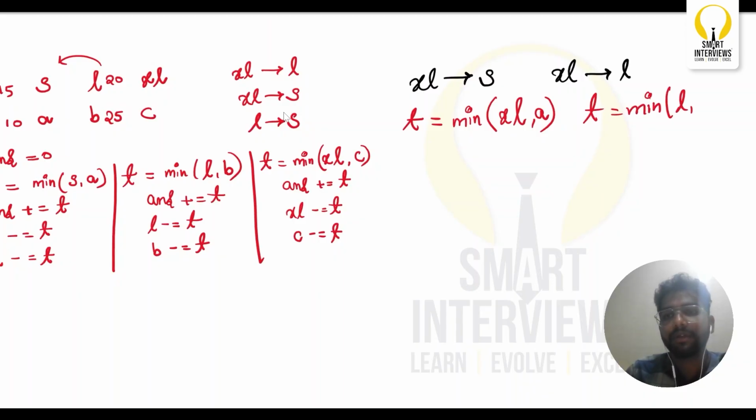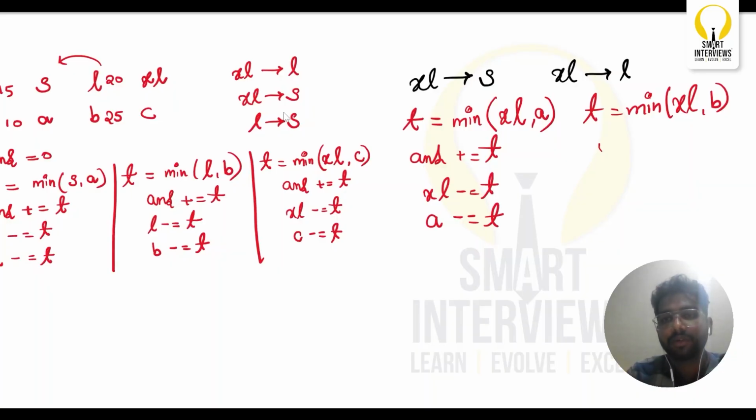And same thing goes here. XL comma B people, right? And if you give them, the answer will be increased by T. And if you are giving XL t-shirts, I have to subtract those XL t-shirts from the actually existing XL t-shirts, and same thing goes for A also, right? And here also XL minus equals T and B minus equals T, right?